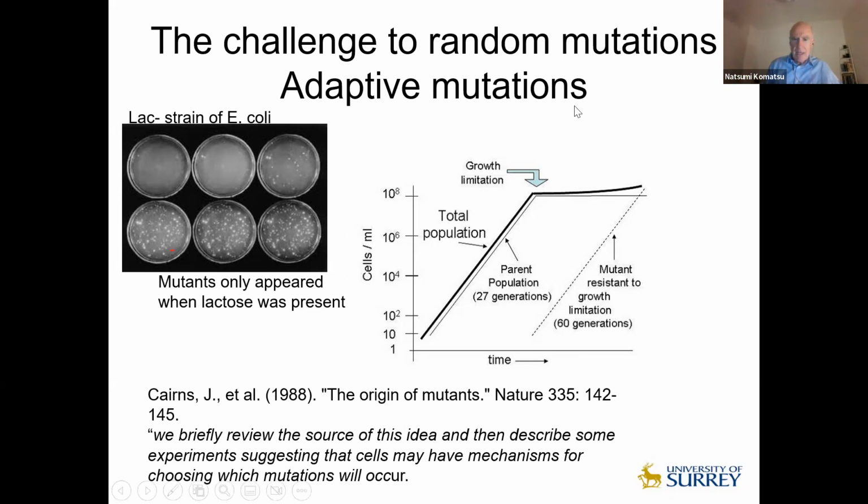Microbial geneticists like me at the time were completely baffled by it. So in Cairns' paper, in Nature, we briefly review the source of this idea and then describe some experiments suggesting that cells may have mechanisms for choosing which mutations will occur. And this is biological heresy. What he was talking about at the time really was Lamarckian inheritance.